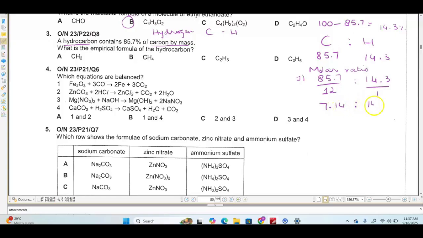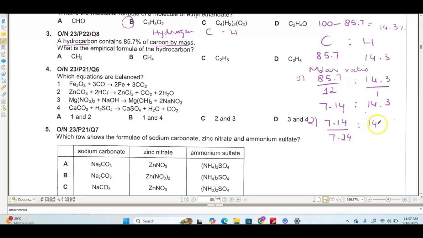And the answer for hydrogen would be simple, that is 14.3. Okay. Now this brings us to the second step. Now what we are going to do is, we are going to see which one of these ratios is smallest. Okay. So we can see that 7.14 is smaller than 14.3. So what we are going to do is, we are going to divide both the molar ratios with the molar ratio that is smaller or smallest.